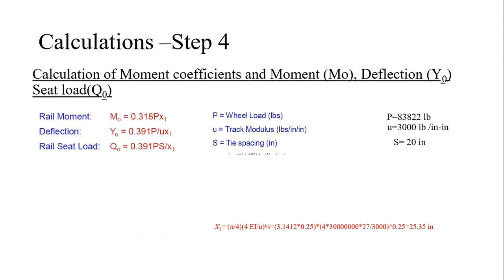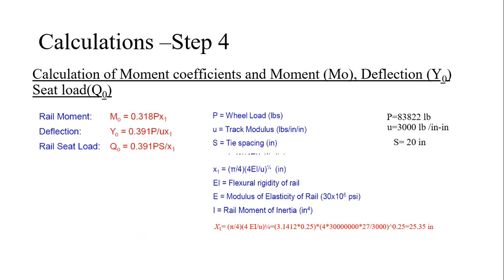The track modulus we know. The tie spacing we already know is 20 inches. So we can calculate x1 from the relation given here, and consequently we will find the rail moment as 674,674,676 pound-inches, deflection 0.431 inches, and rail seat load as 25,887 pounds.